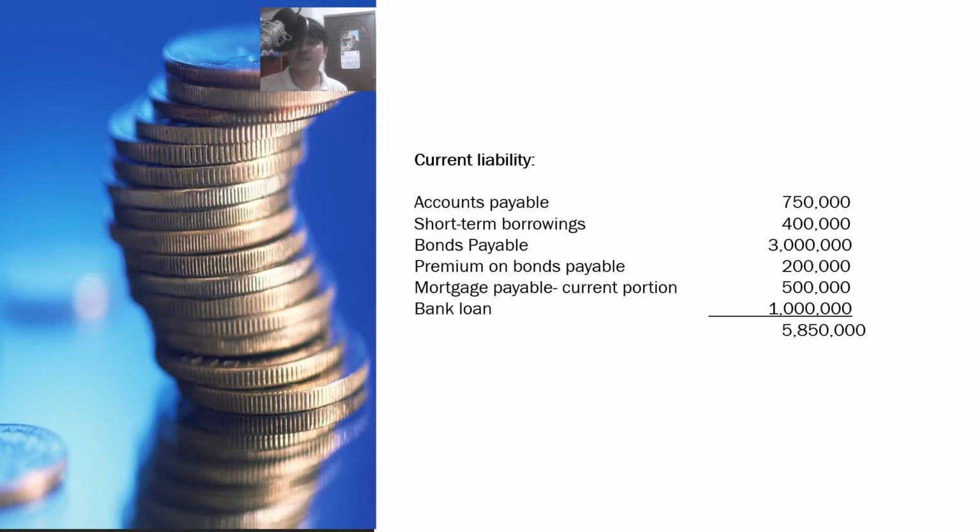So, to summarize, ano yung mga kasali? Yung accounts payable, 750, short-term borrowing, 400, bonds payable plus yung premium niya, 3.2 million, yung mortgage payable, only yung current portion na 500, and yung bank loan kasama. So, ang total current liability is 5,850,000.